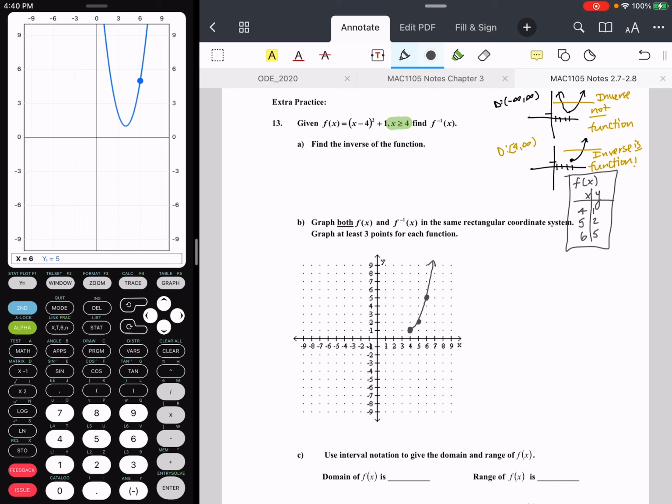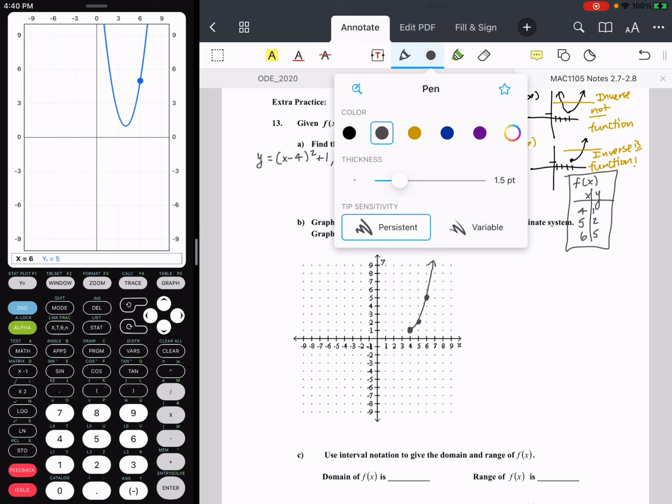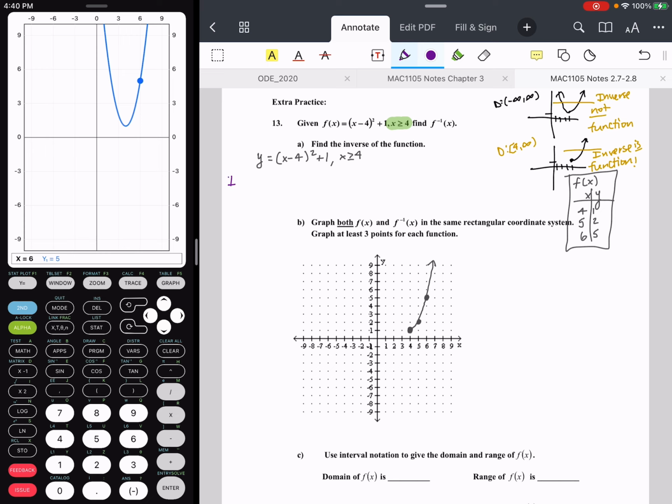Now we're asked to find the inverse of the function. So first, let me write my function using the y equals notation. So y equals (x minus 4) squared plus 1 for x greater than or equal to 4. And then I'm going to switch my x and y, and at that point, I'm writing an equation that represents my inverse. So x equals (y minus 4) squared plus 1. And instead of x greater than or equal to 4, I'm going to switch that to y greater than or equal to 4.